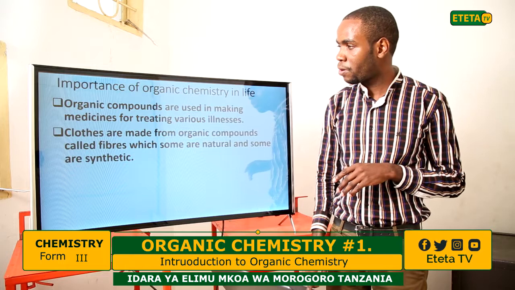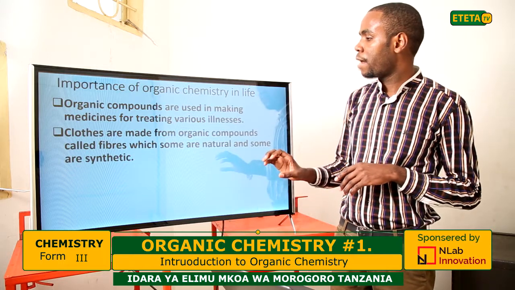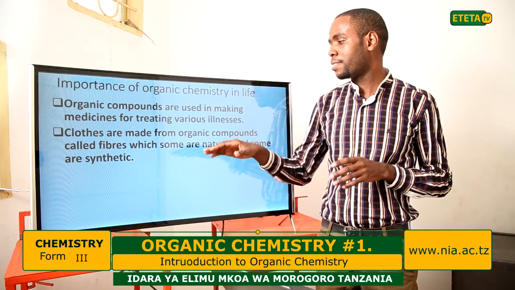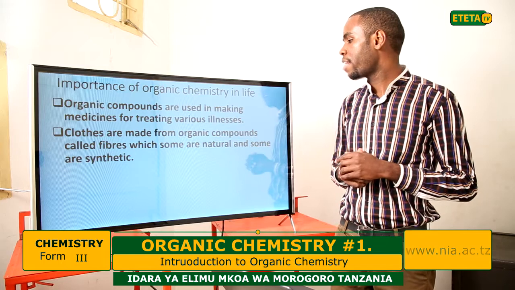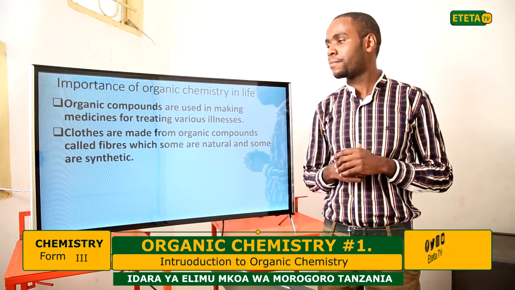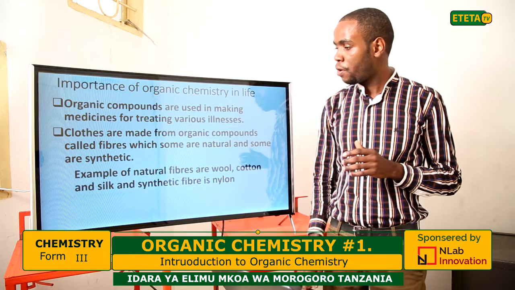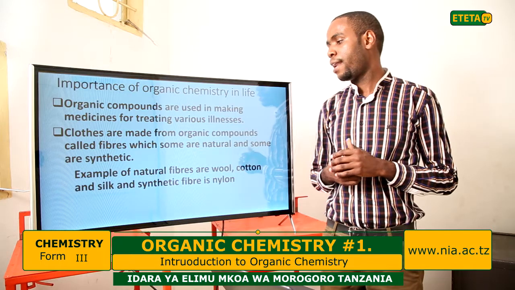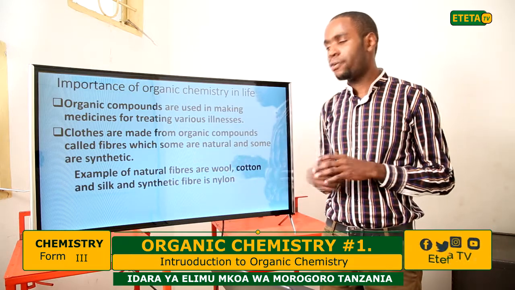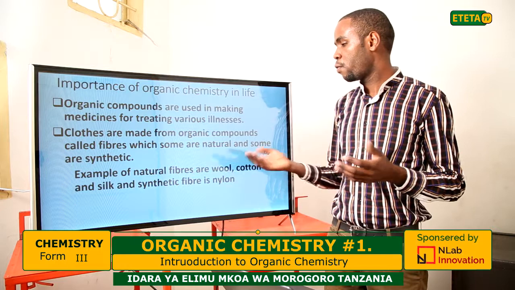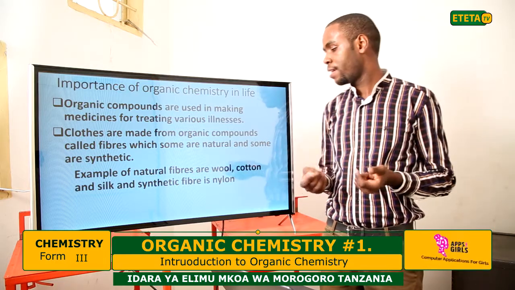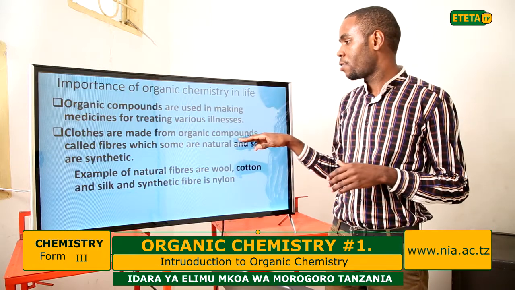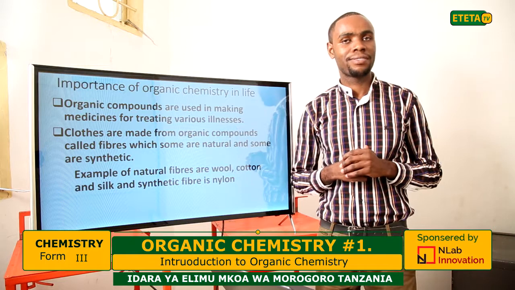Not only that, but also clothes are made up of organic compounds called fibers. And some of these fibers are natural while others are synthetic. Examples of natural fibers are wool, cotton, and silk, while an example of synthetic fiber is nylon. So the clothes are made up of wool, cotton, silk, and nylon. In that case, organic chemistry is also used for making clothes.